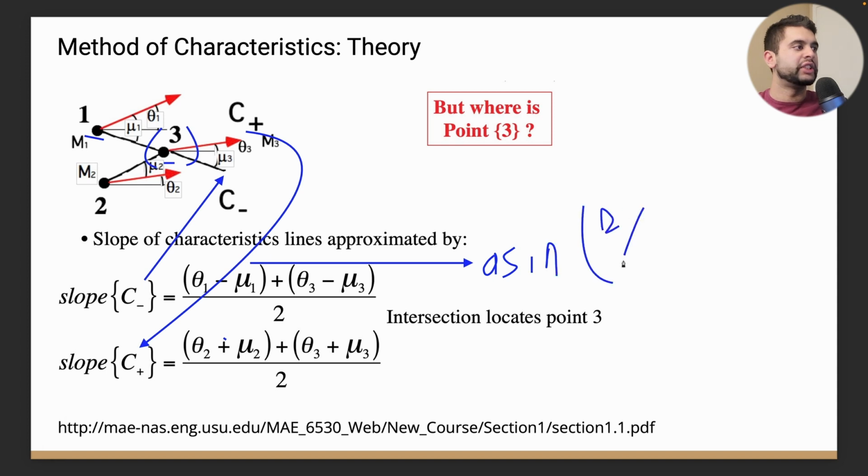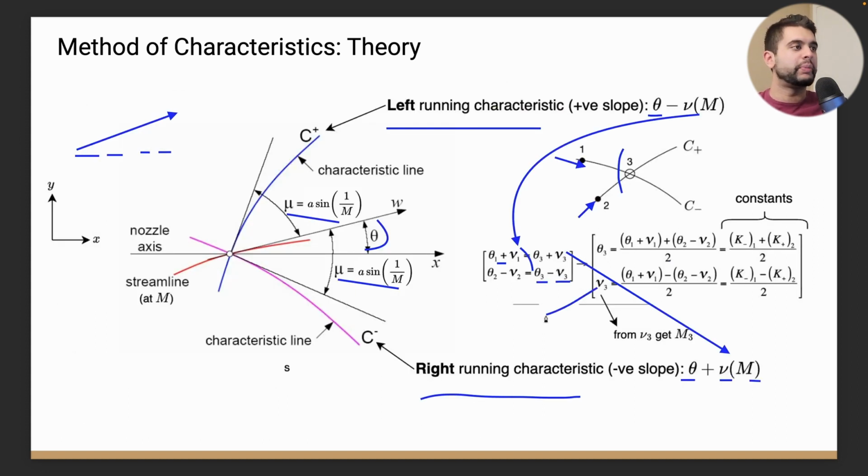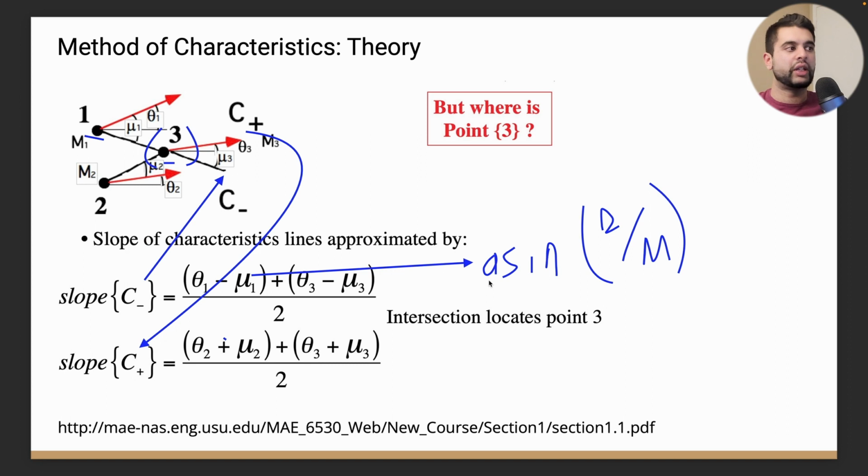Can't draw there, but let me just make it very clear. So mu is arcsine of 1 over M, okay? That's new here. You need to actually get the Mach number to figure out this new mu, because it's arcsine of 1 over M, right? And you can get the Mach number from the Prandtl-Meyer angle, from this value. Because remember, this is a function of M, so you need to solve backwards to get Mach. Okay, so this is most of the principles of the characteristic lines for compressible fluid mechanics.